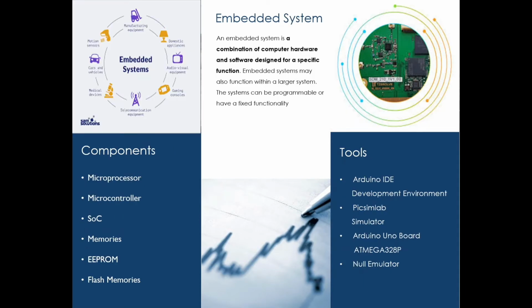So let us have a brief introduction about the embedded system. An embedded system is a combination of computer hardware and software designed for a specific function. An embedded system may also function as part of a larger system. The system can be programmable or have a fixed functionality. The main components of an embedded system are microprocessor, microcontroller, SoC, memories, EEPROM, and flash memories, and the tools of embedded systems are Arduino IDE, Pixim Lab Simulator, Arduino UNO board, ATmega 320, and Null emulator.